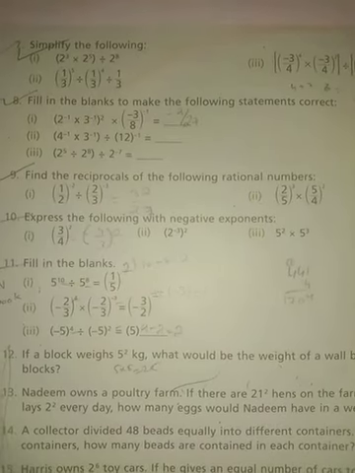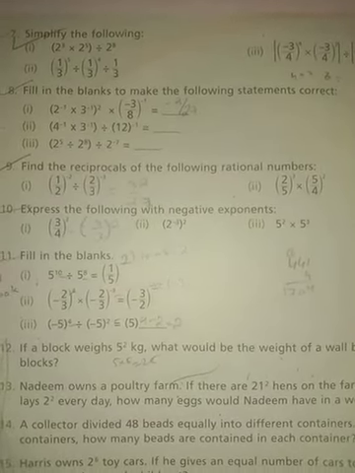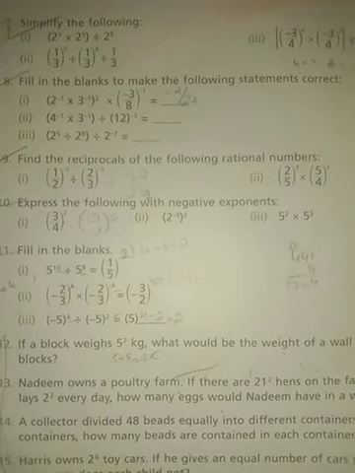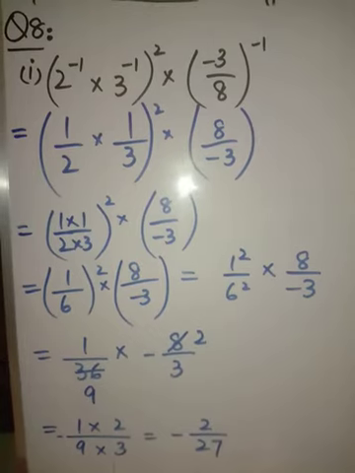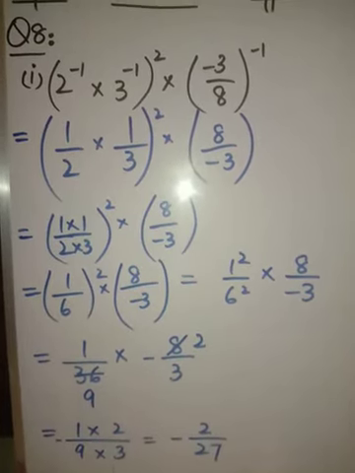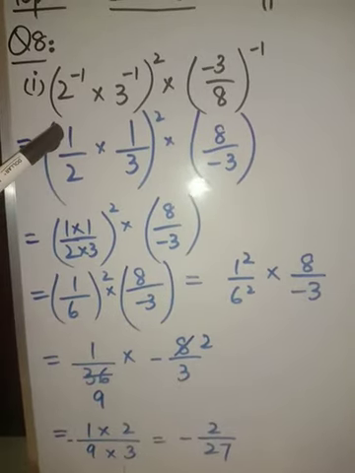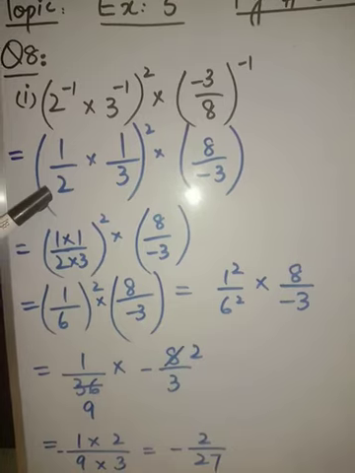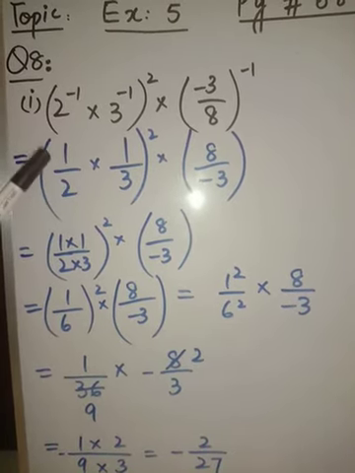Students, in question number 8, we have to simplify the statements and find the result to complete the statement. Understand? In part 1, we have 2 raised to power minus 1 and 3 raised to power minus 1, both multiplying with a square, and multiplying by minus 3 by 8 raised to power minus 1. So you can write it as the reciprocal of 1 by 2. Understand? You have understood it in some previous lectures.